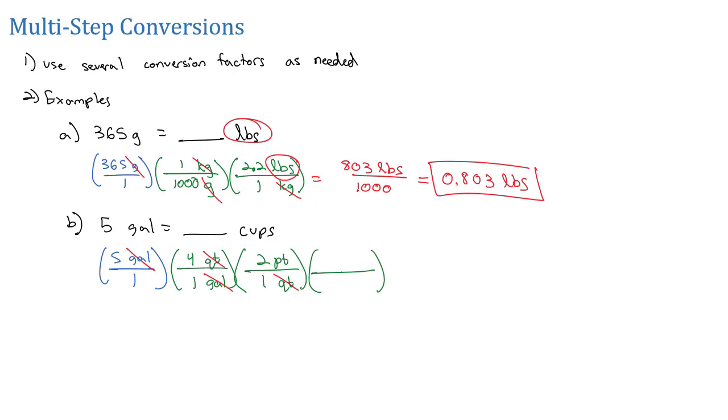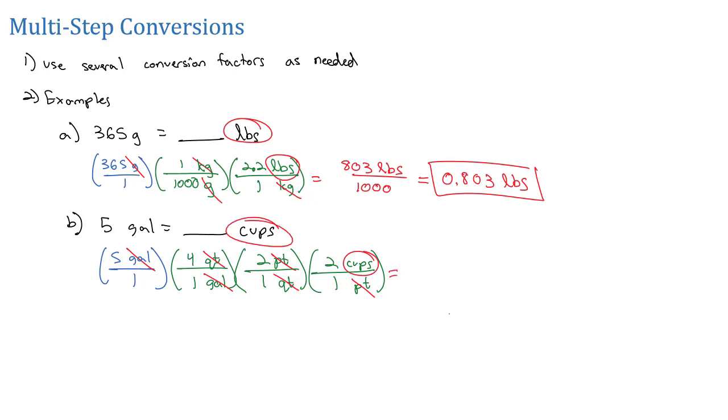The pints are on top. I don't want them. I put them on the bottom, so they'll reduce out. And from my conversion sheet, I can convert pints into cups. Finally, there are 2 cups in 1 pint. The pints divide out, and I'm left with the cups. That's exactly what I'm looking for.